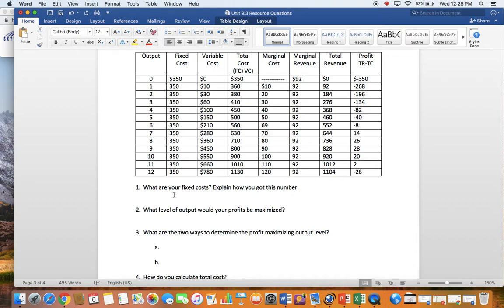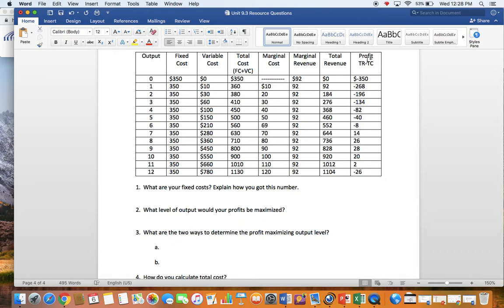So, what are your fixed costs? Once again, our fixed costs are going to be $350. I'm not going to type these in, you can do that yourself. How did we get that number? This column was blank, but at 0 we had 0 variable costs, but we had total costs of $350. So we add these two columns, and we know that every number in here, $350 of this total cost, is fixed cost.